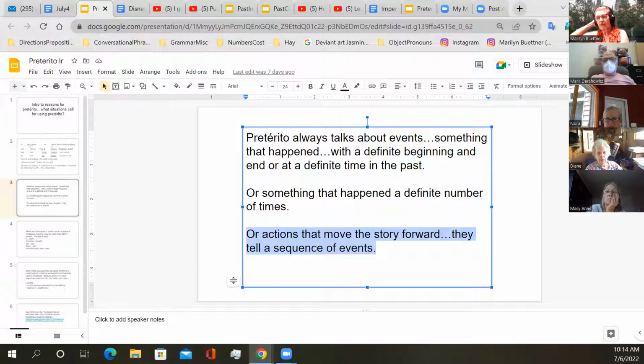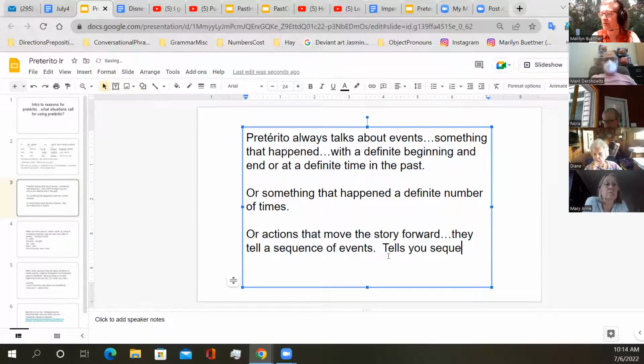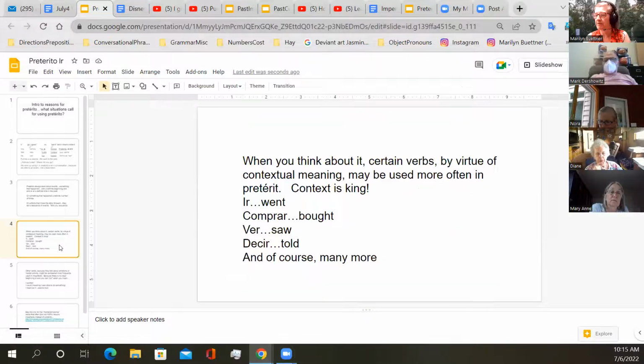Preterito has a job of actions that move the story forward. They take you from one event to a different activity to a different activity. So it pushes the action of here's what happened, and now something happened next, and now it tells you sequence. Preterito tells you sequence, what order things happened in. This is first, this is second, this is after that, this is after that. So that's the job that preterito has. It's very limited in time versus imperfecto.